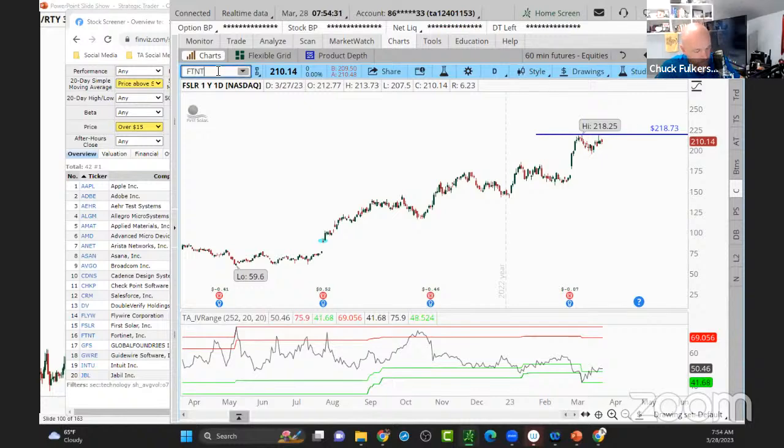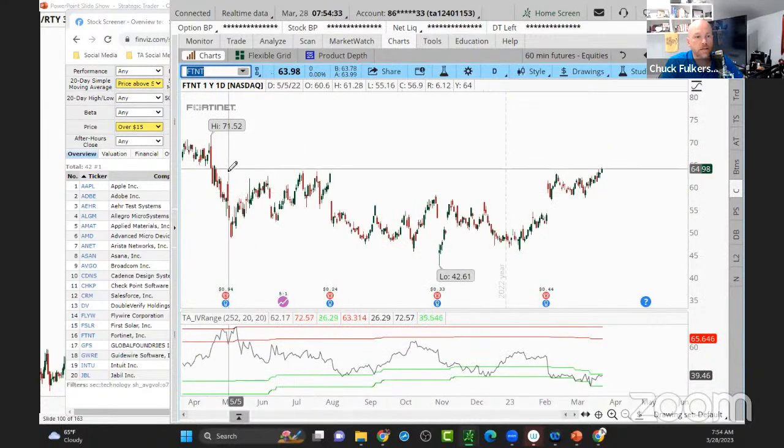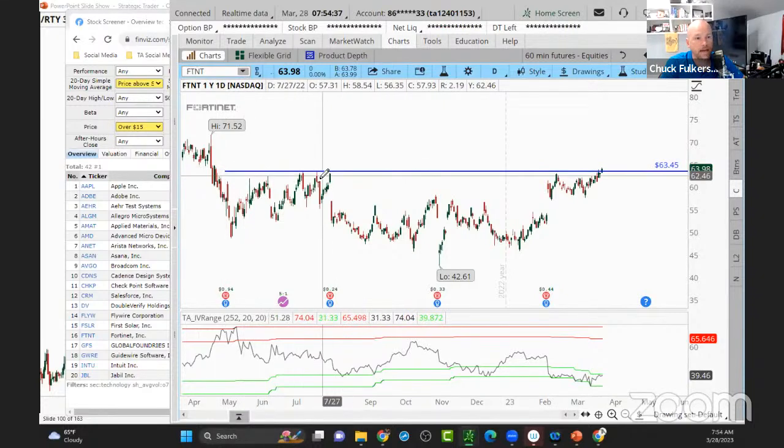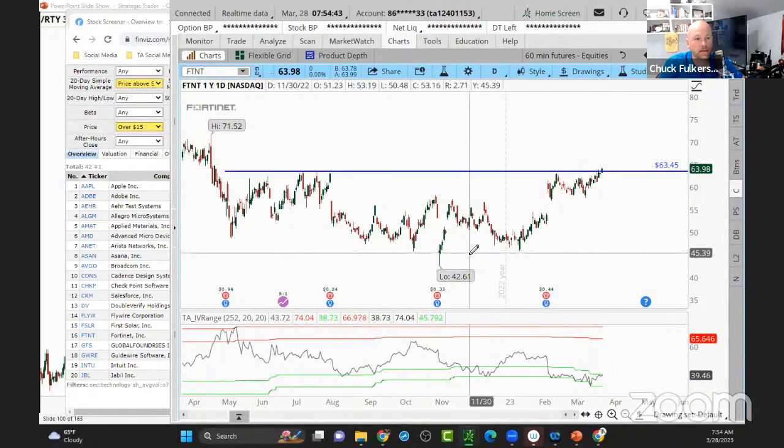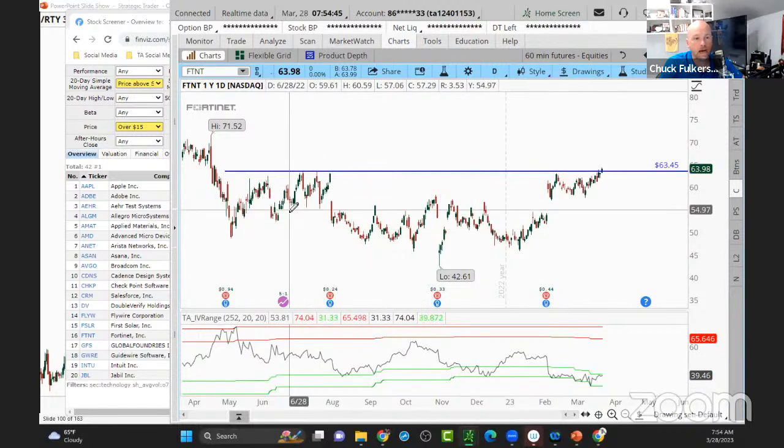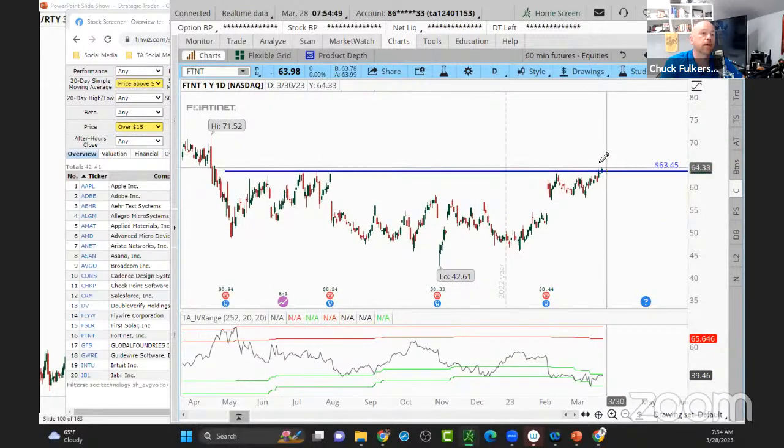FTNT. This one I looked at back here. When it was back here, I looked at it and I liked it. And then we had a bad earnings and it gapped down. And now we're back up to that area. I think there's an appetite for it to continue to trade a bit higher.